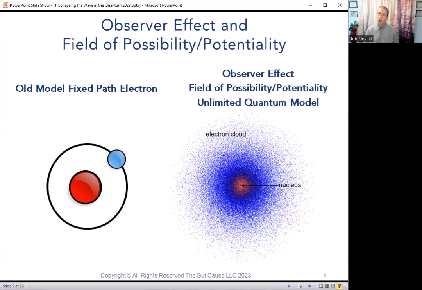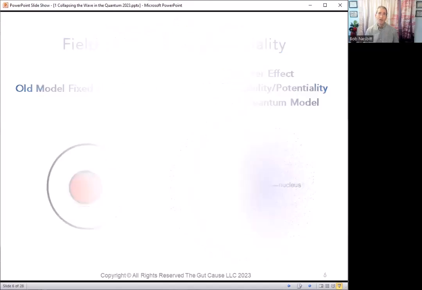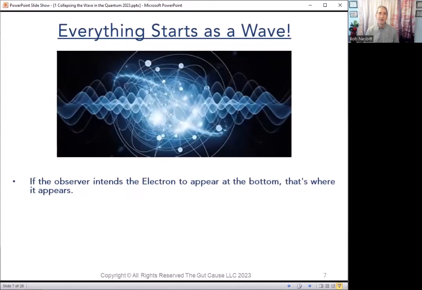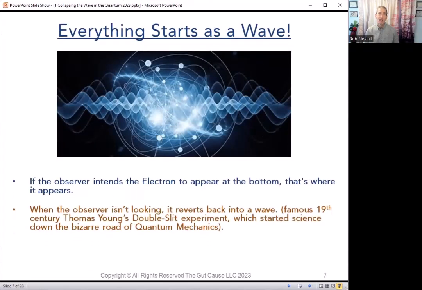So then, where does it show up? Well, it shows up where the observer of that experiment intends it to show up. So wherever the observer intends it to appear, that's where it appears. And when the observer is not looking, it reverts back into a wave. So when you're not observing reality linked with your intention, it then reverts back into a metaphysical state.